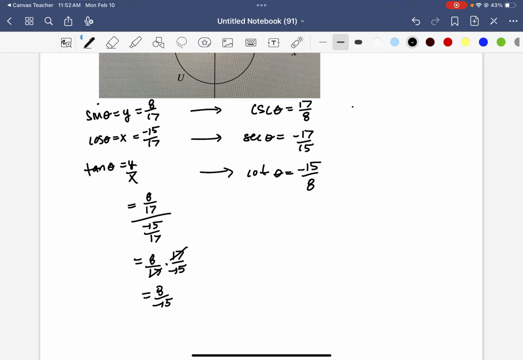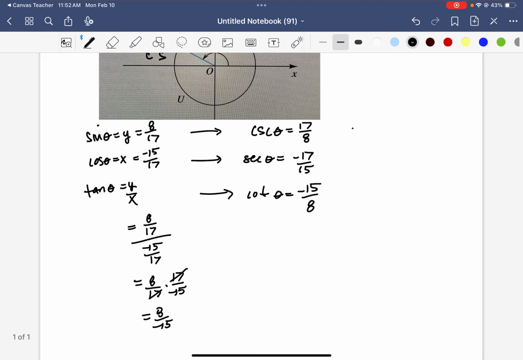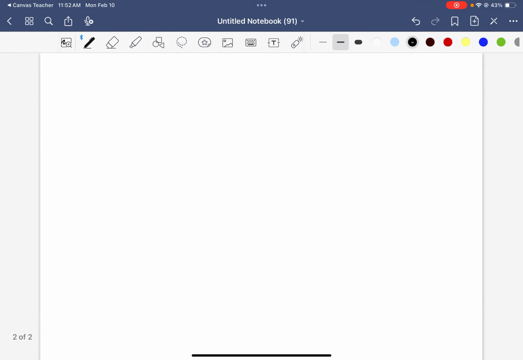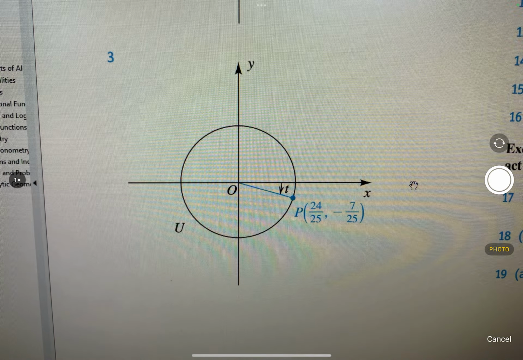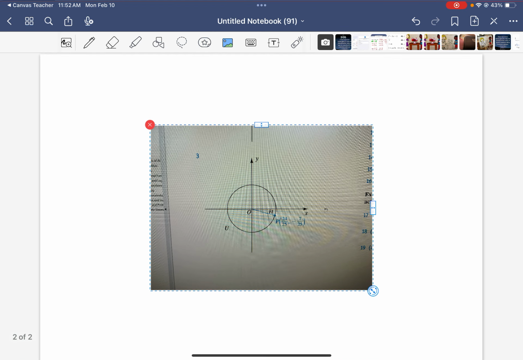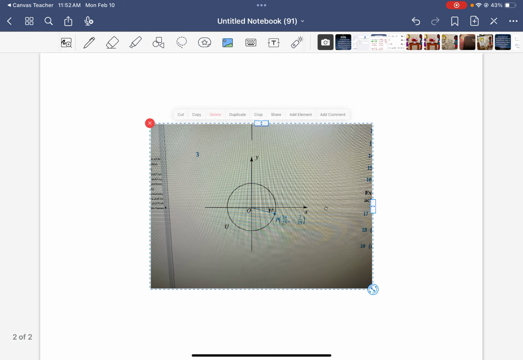Let's see. So the other ones that I need over here, so that's 1. Also need 3 and 4. So let's do number 3. So give me just 1 second. Get my picture over here. So if I've got 3, same sort of deal. So there's 3. Use the photo. Let me crop that again.